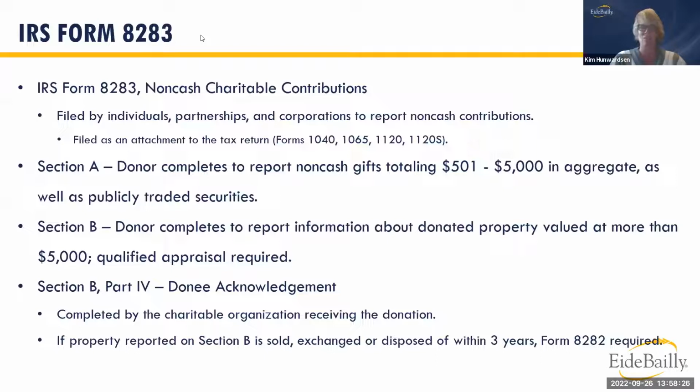Sometimes we hear organizations say, well, I need to get an appraisal in order to accept this. Sometimes the charity might agree to pay for that, but it's really the donor's responsibility to get the charitable contribution deduction. The organization's responsibility is simply to fill out section B, part 4, which is the donee acknowledgement, which basically is an acknowledgement that the organization received the donation from the donor. It also indicates that if you turn around and sell or dispose of that property within 3 years, you're going to file your own form, which is the Form 8282.